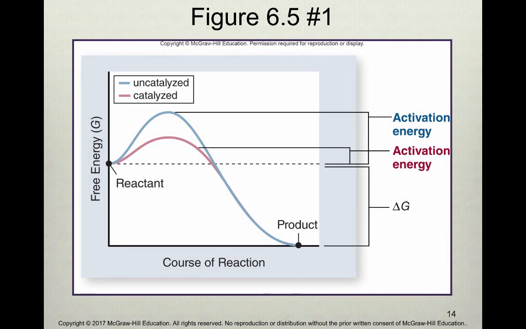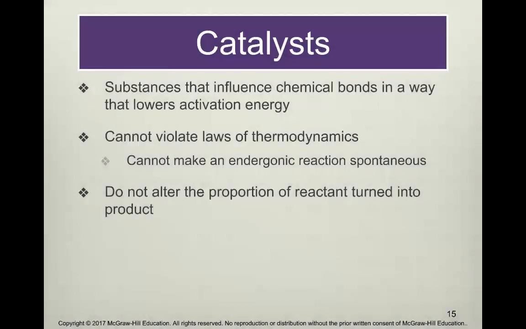And so here you have two reactions, one catalyzed, one uncatalyzed, and you can see what happens to the activation energy hump when a catalyst is present. So a catalyst is a substance that can create a situation that lowers the activation energy of our reactants. It can influence the bonds. It puts stress on the bonds, making them able to reach that transition state more closely. It does not, however, reverse an endergonic reaction and make it spontaneous. A catalyst can't do that, but it can speed up the rate.